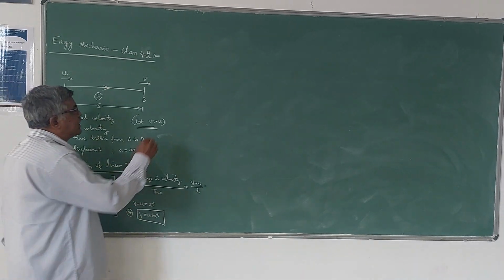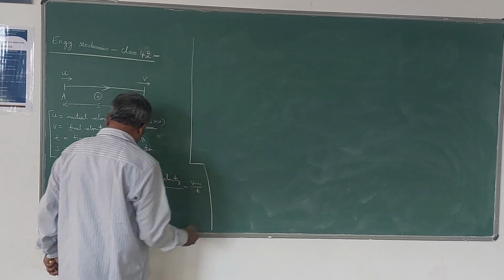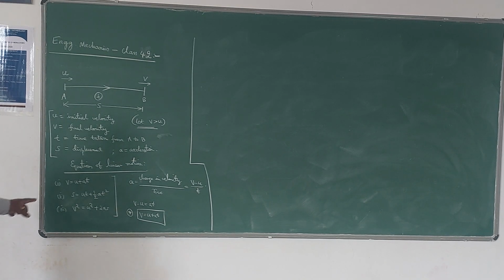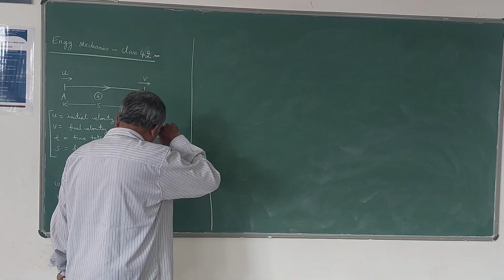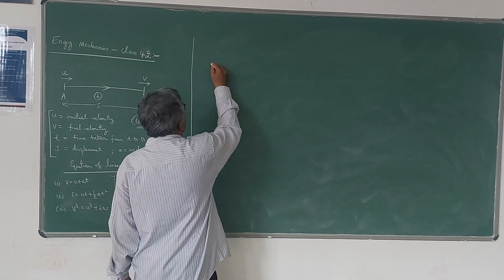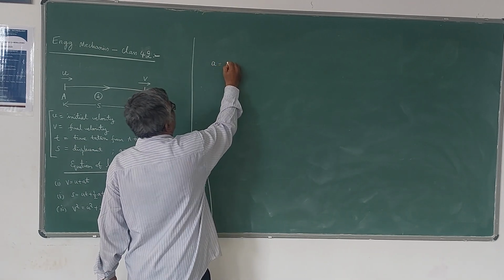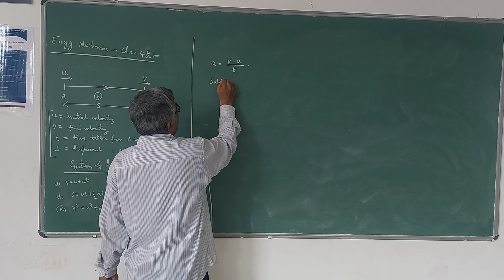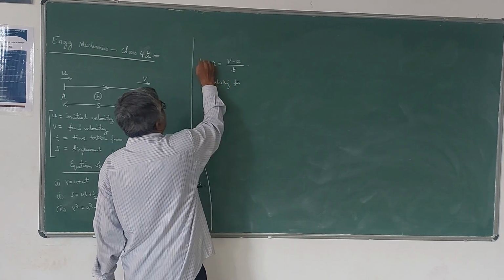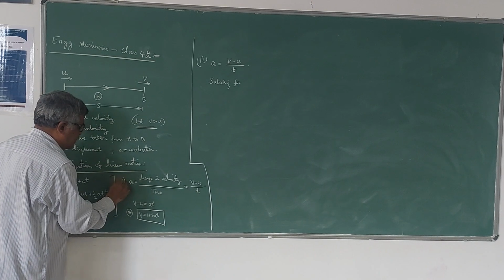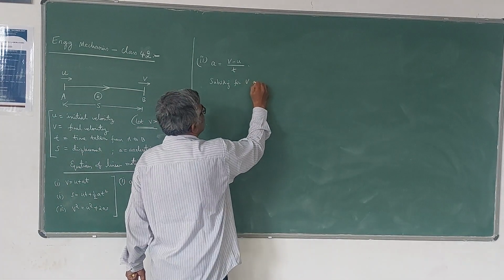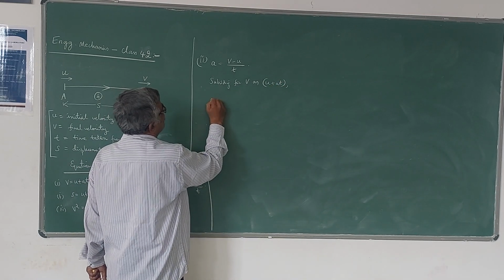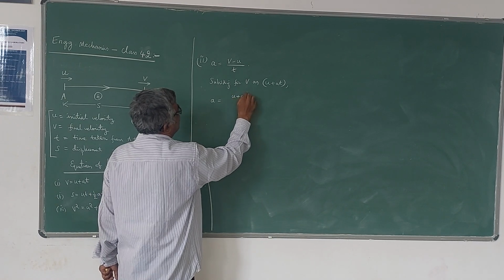For the second equation, s is equal to ut plus half at square, I will take the definition of acceleration once again. So a is equal to v minus u by t. Now substituting for v as u plus at, let us see what happens.